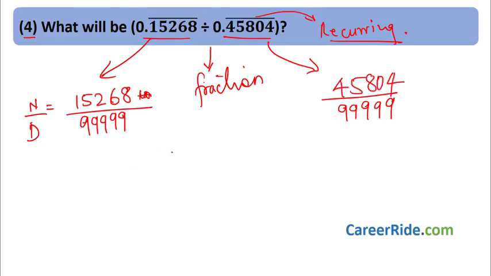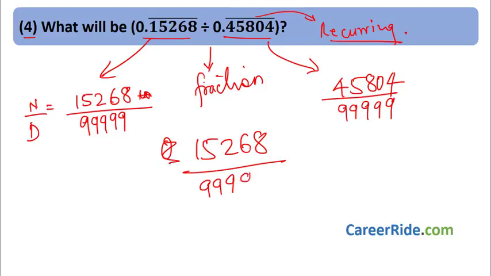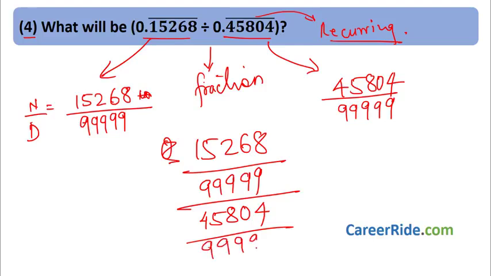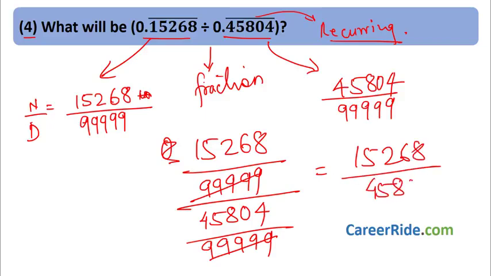So let us divide. What will you get? We will get 1 5 2 6 8 divided by 9 9 9 9 9 divided by 4 5 8 0 4 divided by 9 9 9 9 9. This gets cancelled. You will get 15268 divided by 45804.